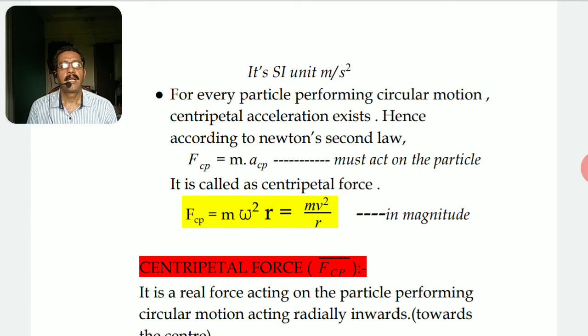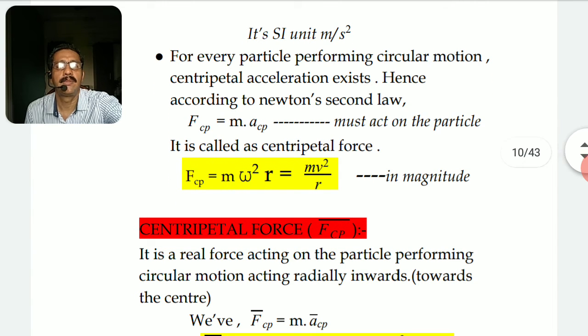Now once again we are reiterating that for every particle performing circular motion, centripetal acceleration is a must, and whenever there is acceleration, there has to be a force according to Newton's second law, F is equal to m into a. Because the acceleration is centripetal acceleration, the force will be called centripetal force, and that equation tells you F_CP is equal to mass into a_CP. This type of force has to act on the particle. It's called centripetal force, and in terms of magnitude, F_CP is equal to m omega squared r, or very popularly mv squared by r.